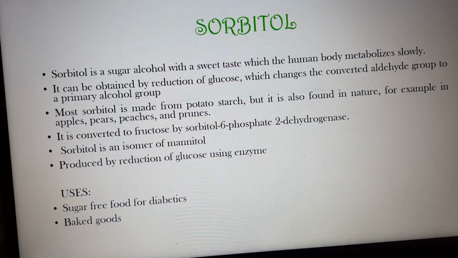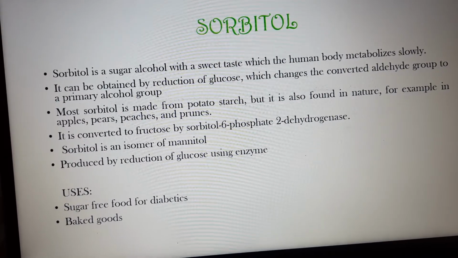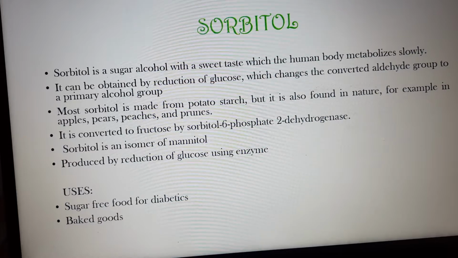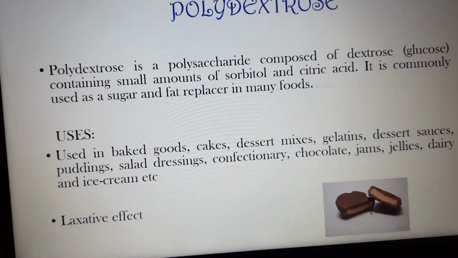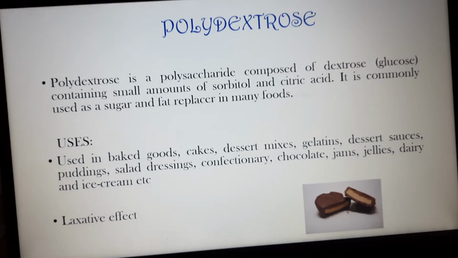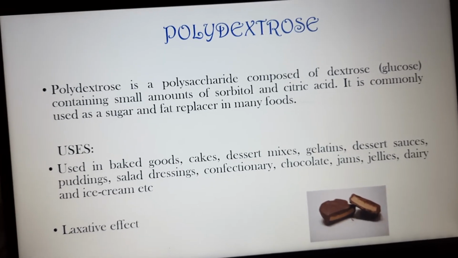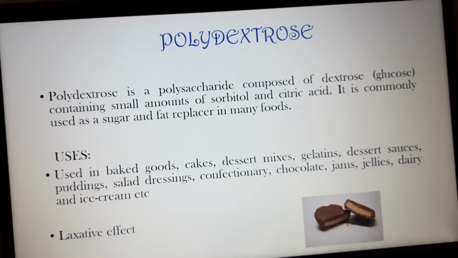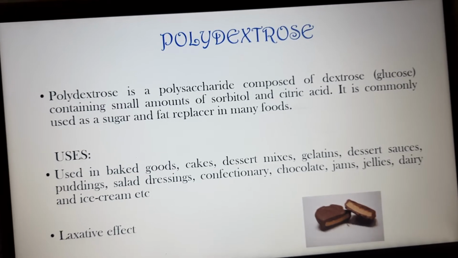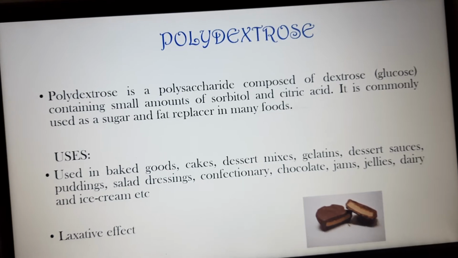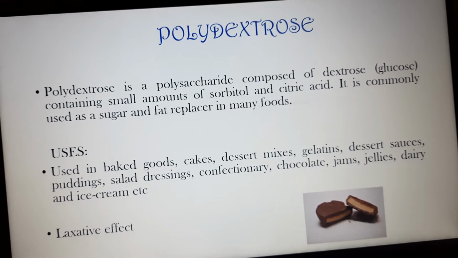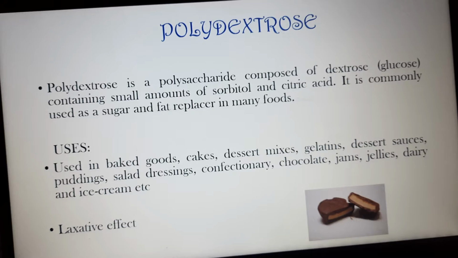Coming to the uses of sorbitol, it is used as a sugar-free food for diabetics and also used in baked goods. Next one is polydextrose. Polydextrose is a polysaccharide composed of dextrose containing small amounts of sorbitol and citric acid. It is commonly used as a sugar and fat replacer in many foods.